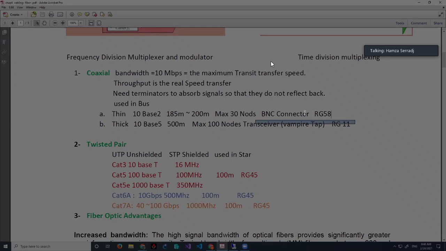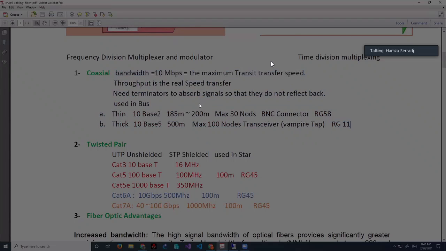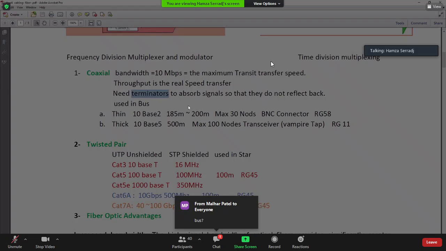Using different connectors here: vampire tap or BNC connector. We already talked about those connectors before. 10 base something, 10 base something. In which topology were we able to use this? Which topology was the coaxial, guys? Yeah, buses, of course, right? We used it for buses.